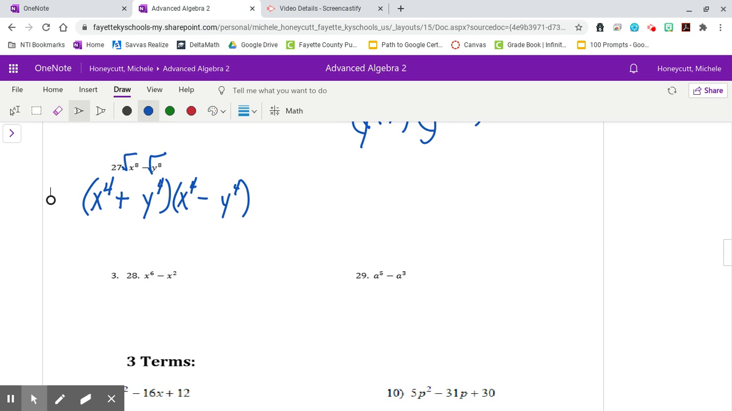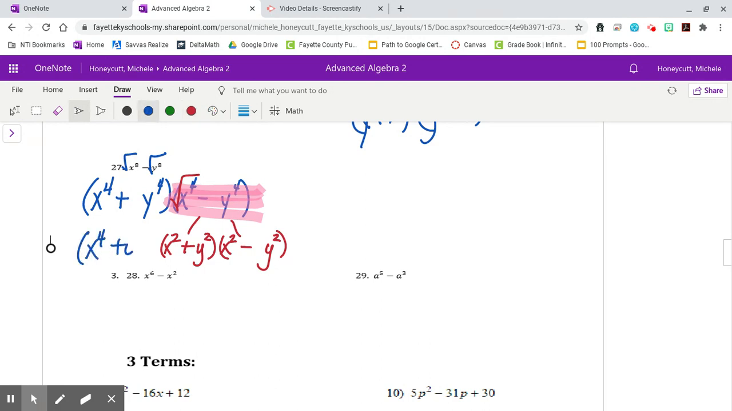Now, I could say, oh my goodness, look, I have a minus right here, so that makes this second binomial another difference of squares. So the second binomial, I could factor it further, and the square root of x to the 4th is x squared. The square root of y to the 4th is y squared. Make 1 plus and 1 minus. And then you still have to bring down the x to the 4th plus y to the 4th. That part does not factor any further because it's not a difference of squares, it's a sum.